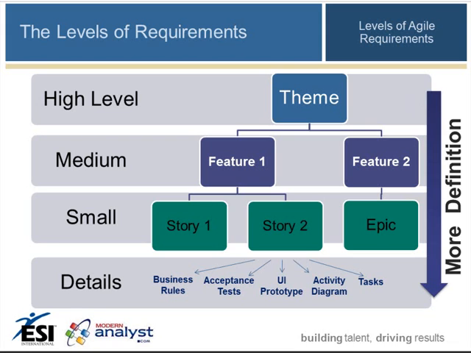For the feature 1 story sets, we can see story 2 breaking out into some detail. We've got business rules, we have acceptance tests, user interface prototypes, activity diagrams, and ultimately some tasks that will devolve from that story that represent the day-to-day work that our team will be doing. And that is at the level of detail.